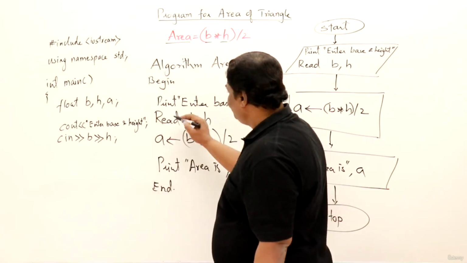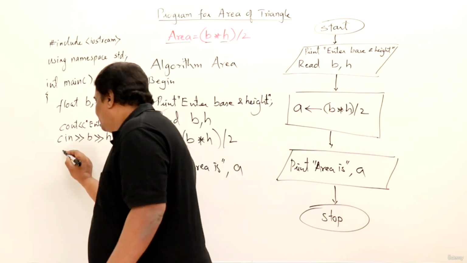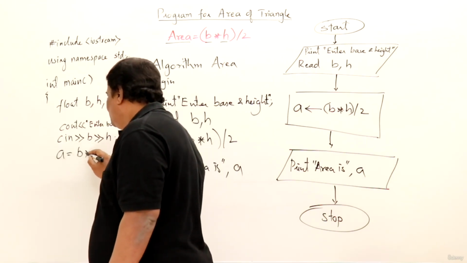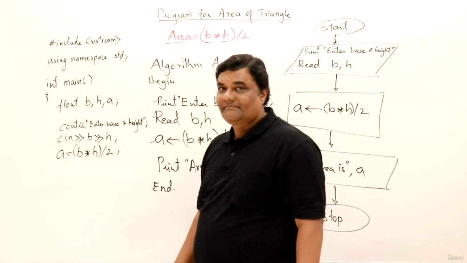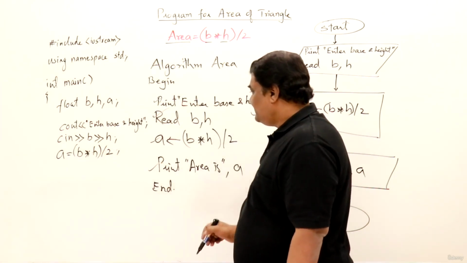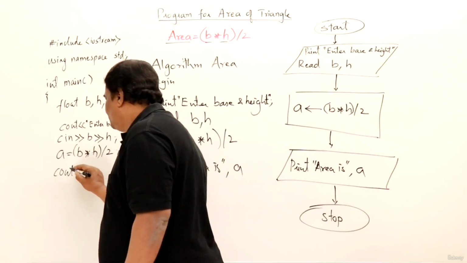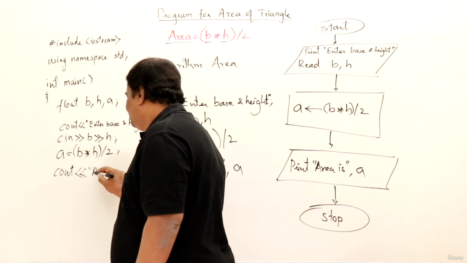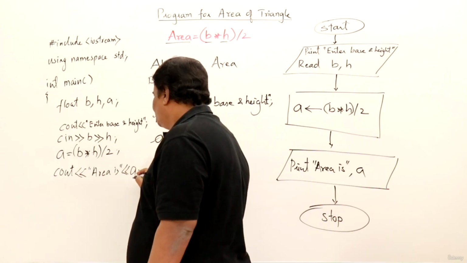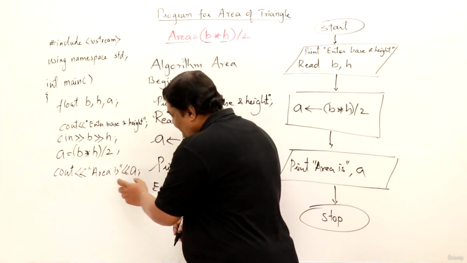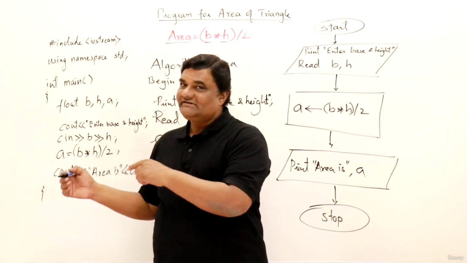The next step in the algorithm, we have finished with this step and this step. The next is process. So find out the area. So A assign B into H divided by 2, and this I can put in brackets. Then the next step is print the result, then end. So here I will write cout, first of all a message, that is area is, right? There's a message. Then display a variable. See, the message should be in double quotes, the variable should not be in double quotes, right? Then end of the program. So this is the C++ program.